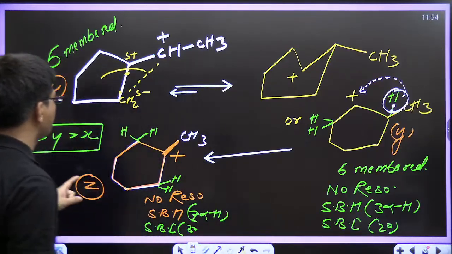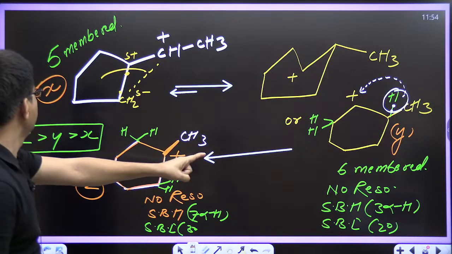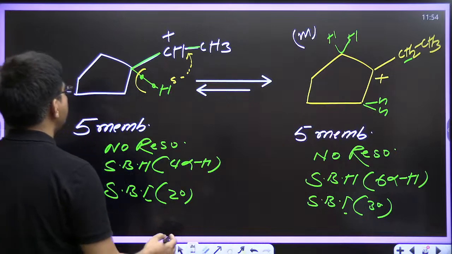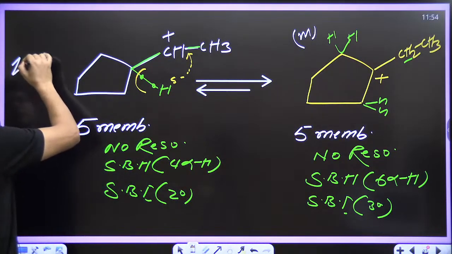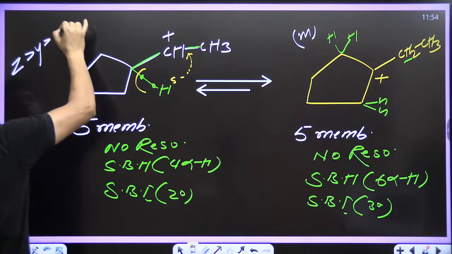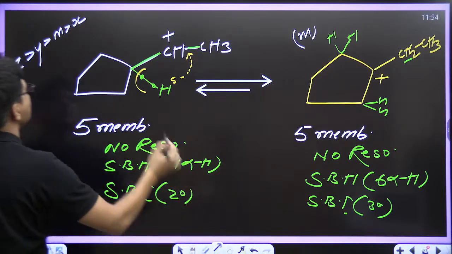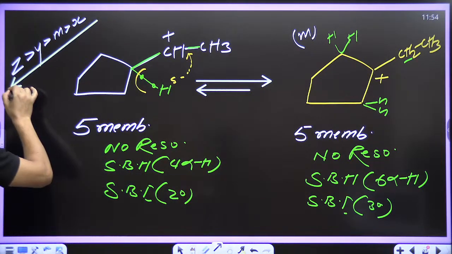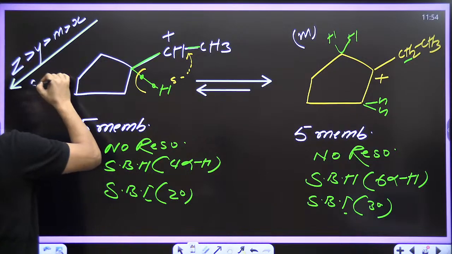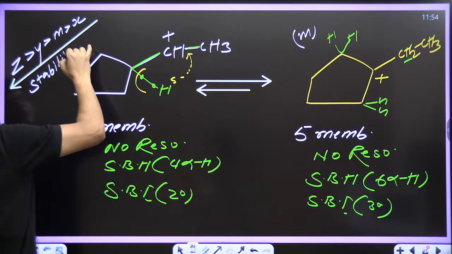So the stability order will be, first of all, Z, then Y, then M, then X. This should be the stability order. All of them will form products, but the major product will be decided by the stability of the carbocation. Kids, I hope that everyone is able to understand.